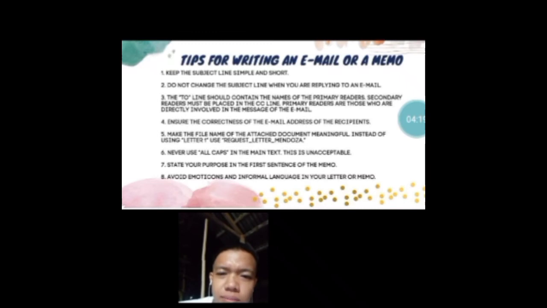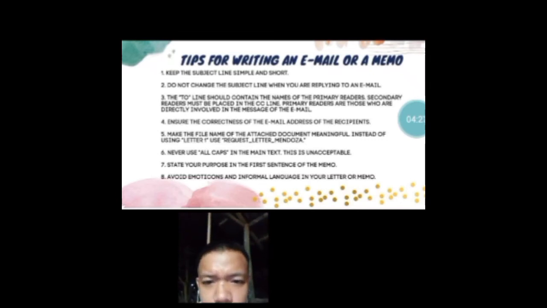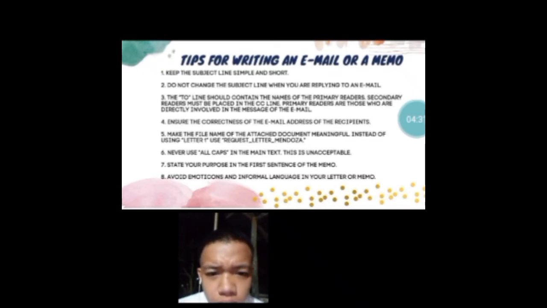Primary readers are those who are directly involved in the message of the email. Number 4, ensure the correctness of the email address of the recipient. Kung magpadala ka guys sa memo, i-sure gid nimo nga mao ba to siya imong nasendan sa imong email or memo. Kung mao ba to nga recipient nga imong sindan sa imong memo.